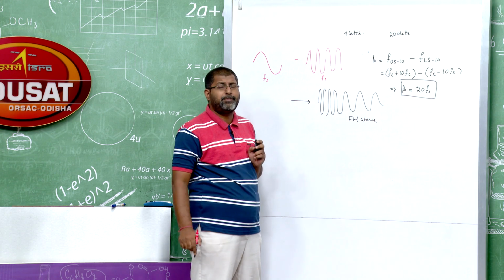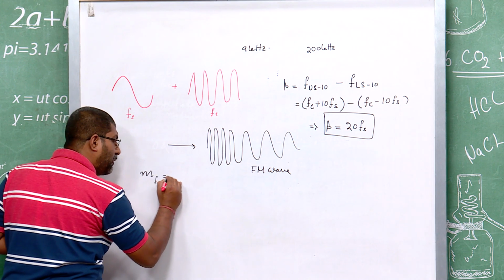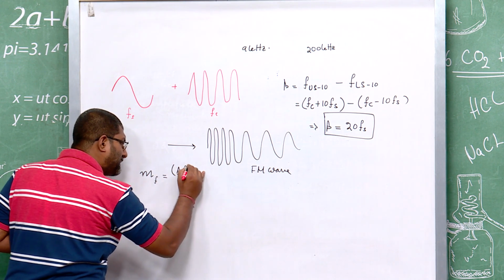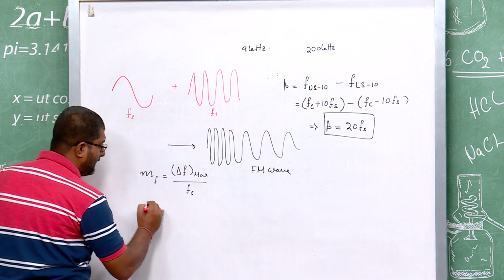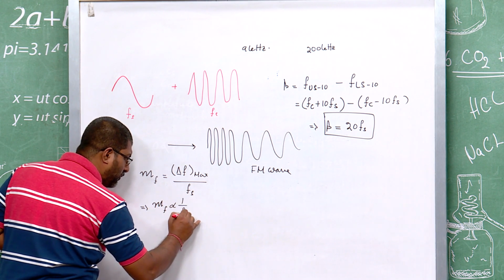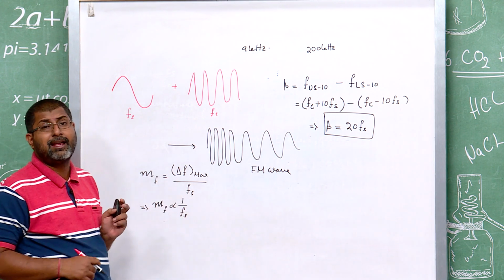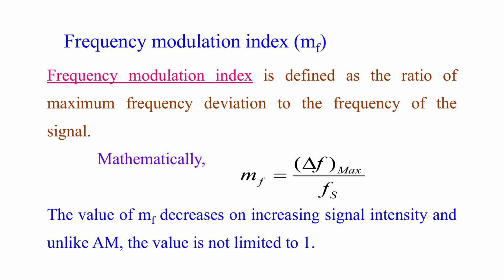Now, let us come to what is frequency modulation index. Frequency modulation index MF equals the ratio of maximum deviation in frequency to the frequency of the signal wave. That shows the frequency modulation index is inversely proportional to the signal frequency. And what it suggests is that the value of MF decreases on increasing signal frequency. That means, as Fs increases, the MF value gradually decreases.